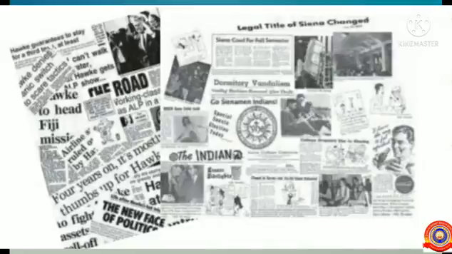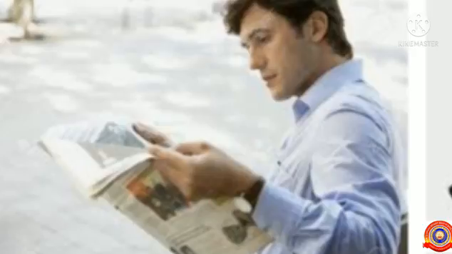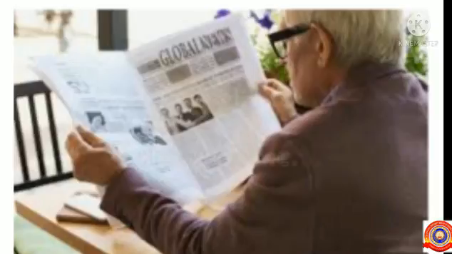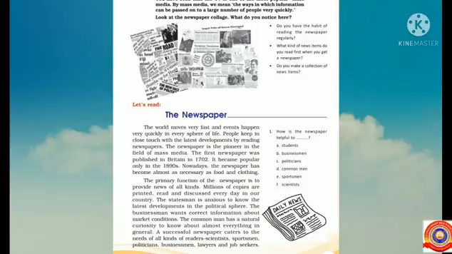Here, in this newspaper collage, you can see different kinds of news. Do you have the habit of reading the newspaper regularly? Okay, what kind of news items do you read first when you get a newspaper? Yes, some of you like to read sports news and some of you like to read business news, like that. Okay, now all of you take your English text and take page number 86. So today we will discuss the newspaper.